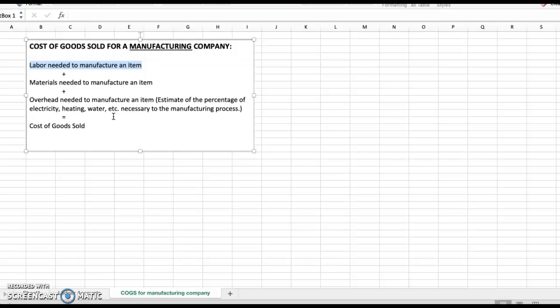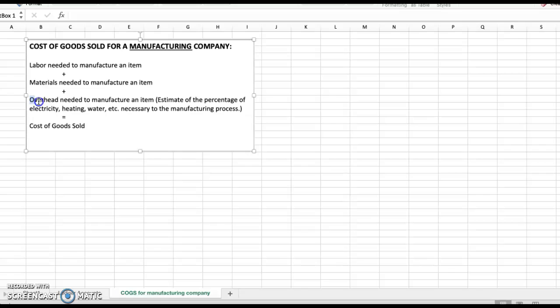Now, this does not include the administrators, the president, the marketing people, the secretary, staff. None of that is part of this. This is direct labor. Secondly, we consider the materials. We need to figure out how much those actual materials cost us. Might be metal, could be plastic, could be aluminum, could be any number of things needed to manufacture this item. But that's the second thing that needs to be considered.